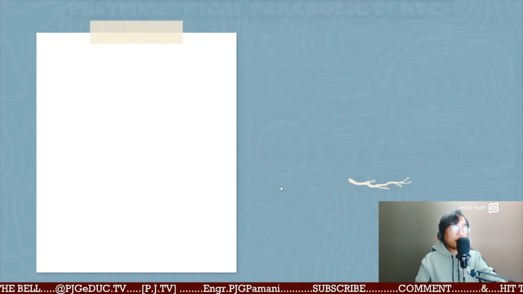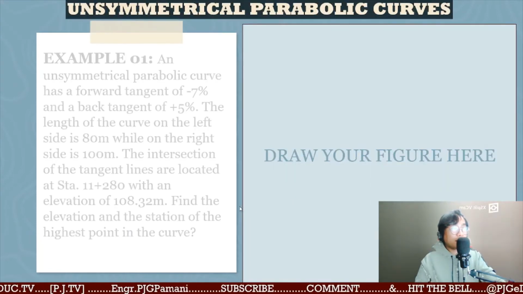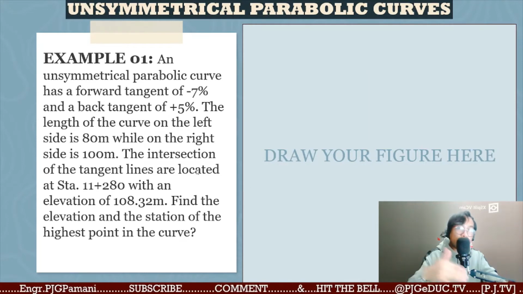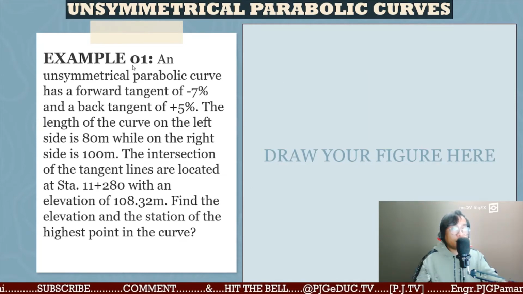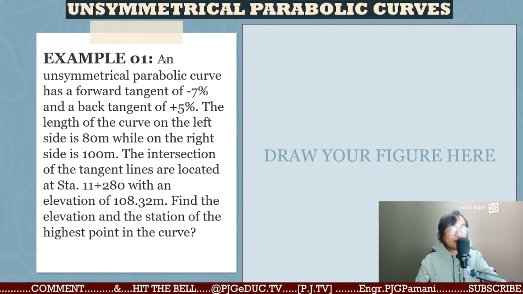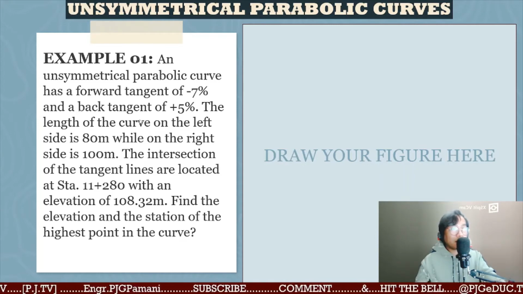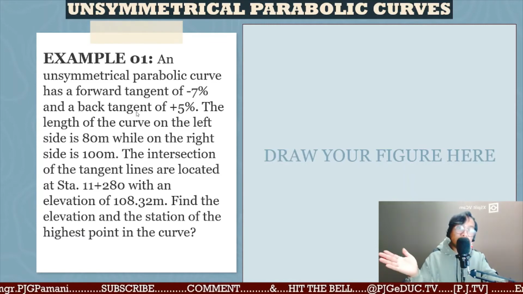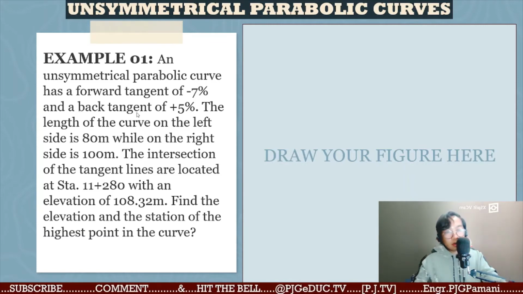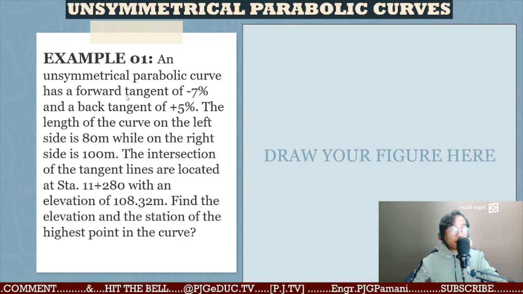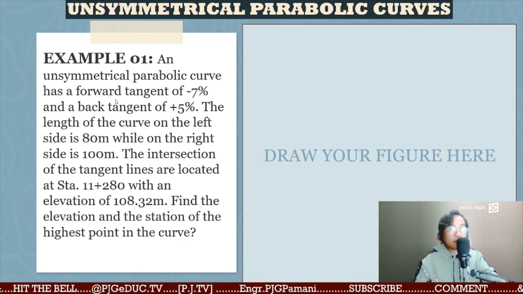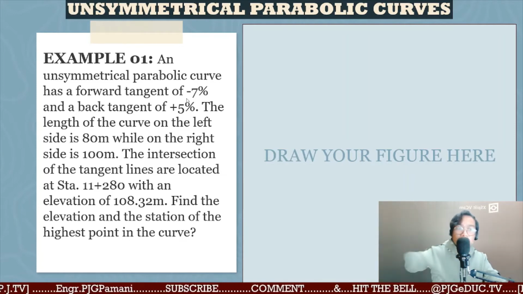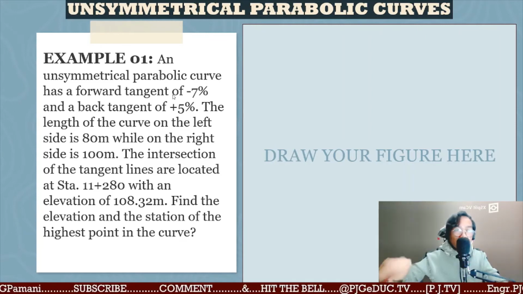Now, for the example problem for unsymmetrical parabolic curve, nandun sa continuation na video nito, yung solution. Okay? Unsymmetrical parabolic curve, isa lang yung ibinigay kong example. Ito lang naman po yan. More or less, same solution lang yan with the symmetrical. Nag-iba lang ng horizontal distance with the left and right side of the curve. Okay? For the unsymmetrical parabolic curve, an unsymmetrical parabolic curve has a forward tangent. Kung forward tangent, ibig sabihin, pataas yung ating curve.